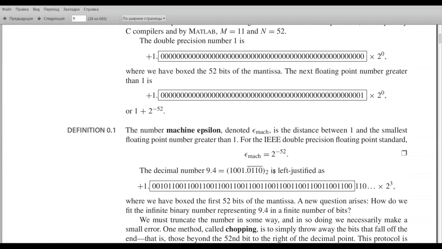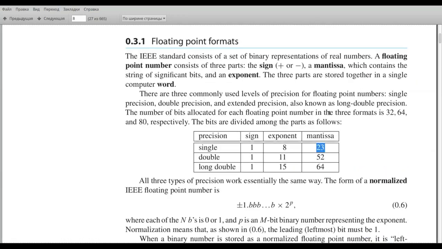Would it be 2 to the negative 23? Exactly. For single precision, it's 2 to the negative 23, which is approximately 10 to the negative 7. So as a result, if you are talking about single precision, you can believe in approximately 7 digits of decimal representation of your number. So you see the difference: 7 digits for the single precision and approximately 16 digits for the double precision.